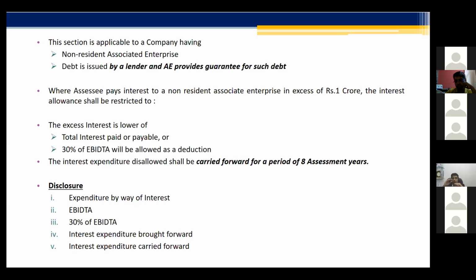So there is a restriction when you are paying an interest to an associate enterprise. Even if you are paying in excess of 1 crore, say you are paying 2 crore rupees and 30% of EBITDA comes to say 60 lakhs, that interest would be allowed only up to 60 lakhs and not up to 2 crores. So whichever is lower will be allowed as a deduction. So you need to report under this particular clause.